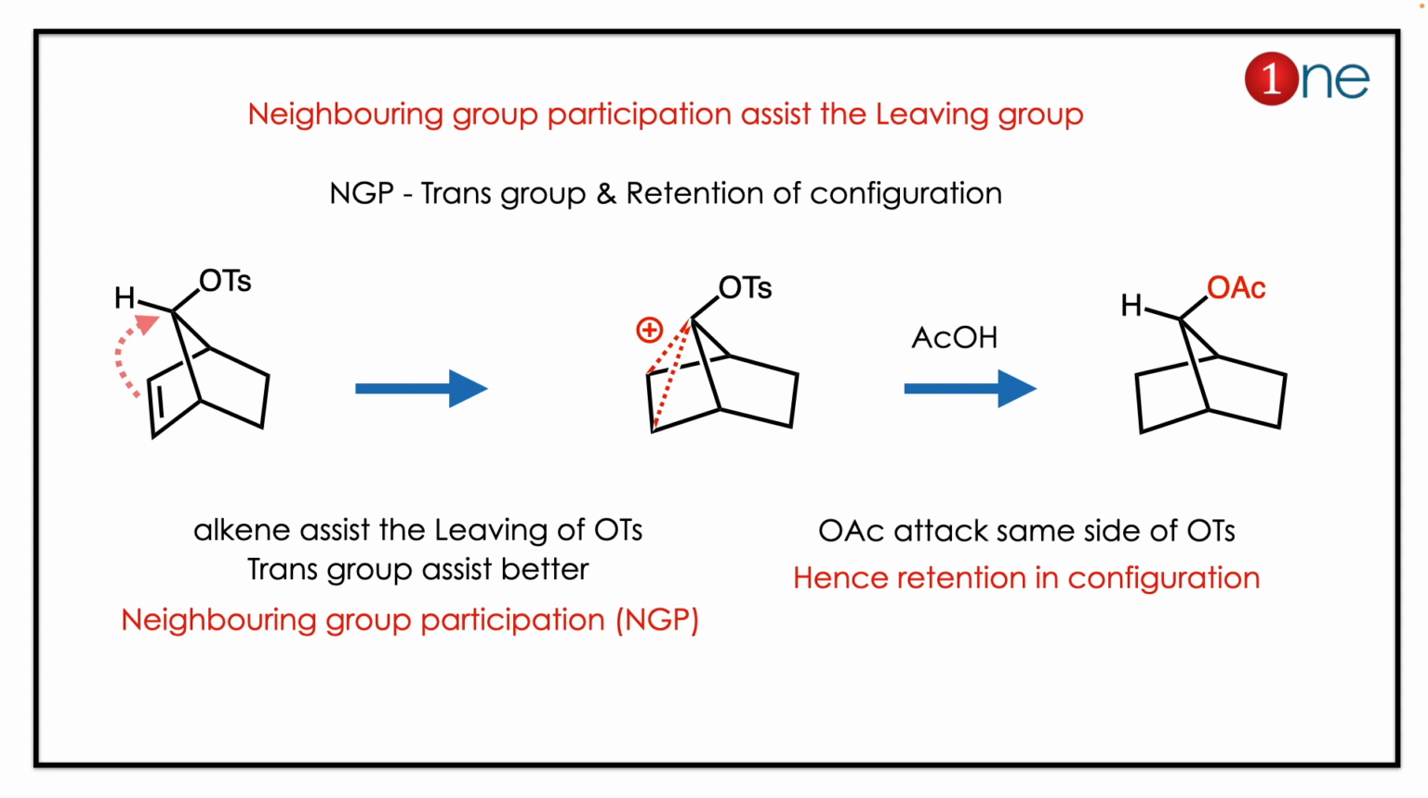Here neighboring group participation happened, hence OTs leaves and the acid attacks from the same side. So you have retention in configuration, which is opposite to an SN2 reaction, because that is an inversion reaction. So neighboring group participation occurs with retention in configuration. You can say it is a consecutive SN2 reaction. 2 SN2 equals retention in configuration.